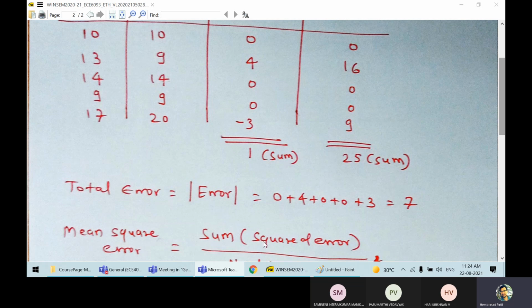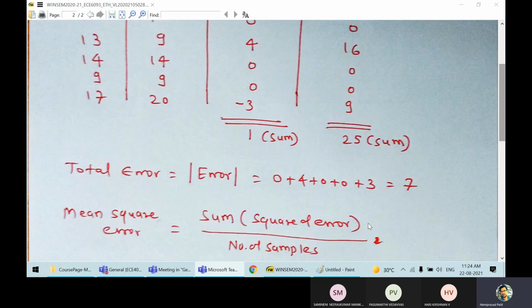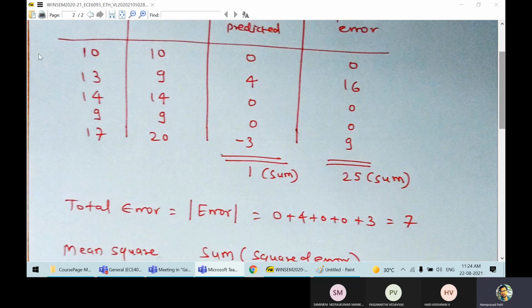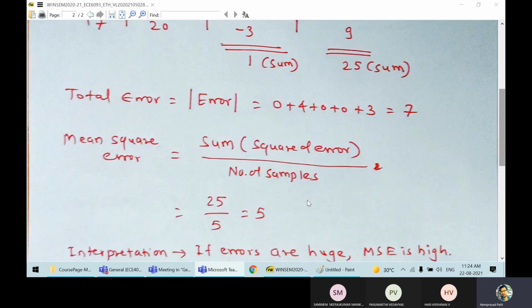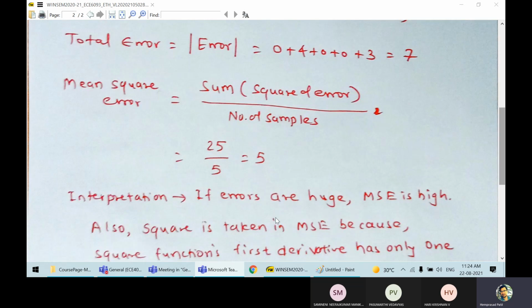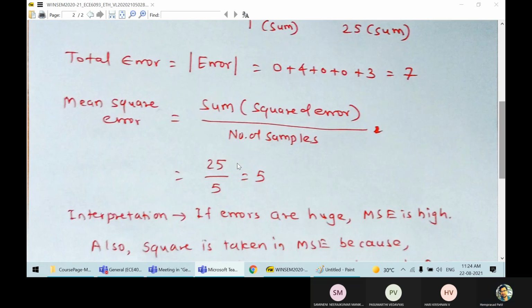Then mean square error is equal to sum of square of error divided by number of samples. Number of samples is the same, 5. Sum of square of error is 25. So 25 by 5, the answer is 5. Now what is the interpretation? Interpretation is, if errors are huge, MSE is high.